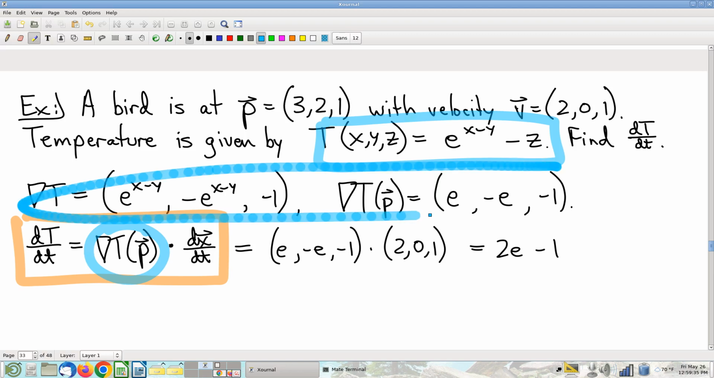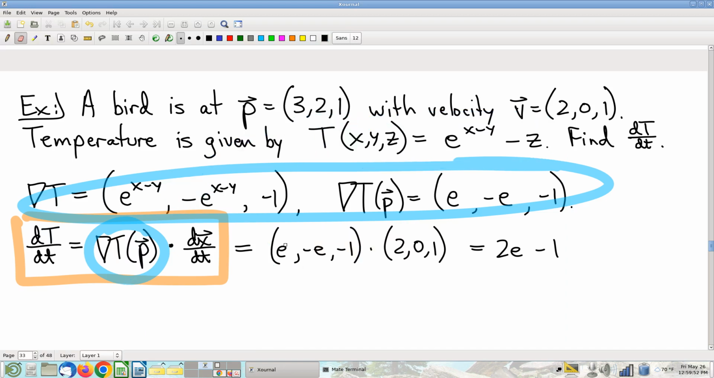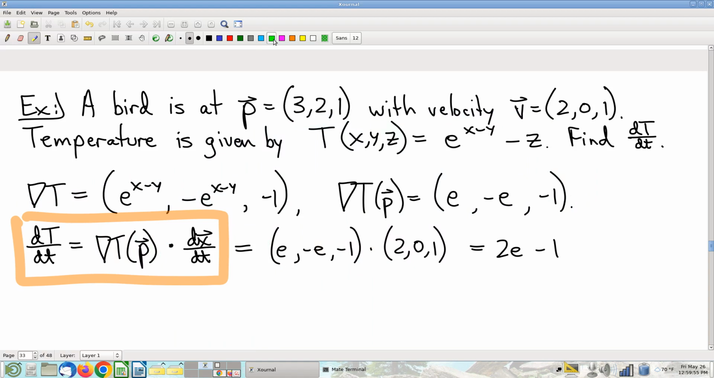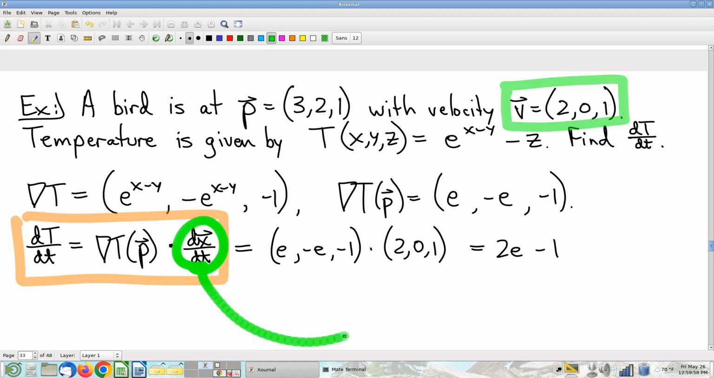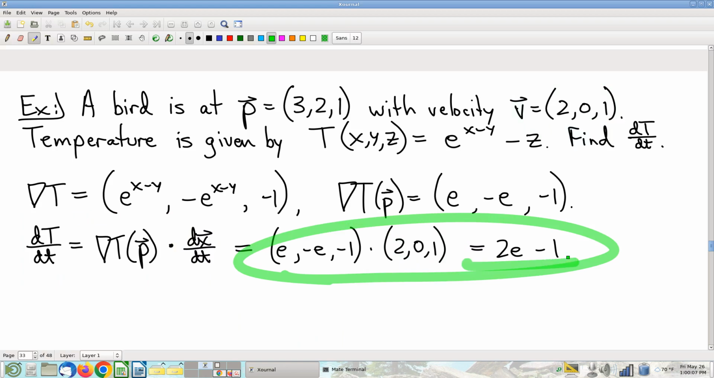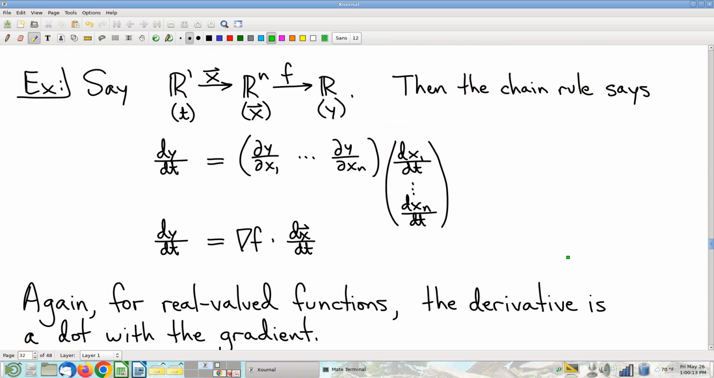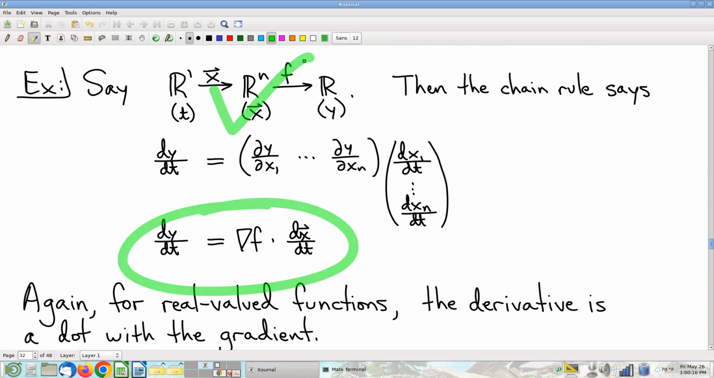Okay, and there's a little bit of calculations that go into that, but that gradient turns into this vector right here. The velocity of the bird is given. That goes there. And again, a little bit of arithmetic, and the dot product gives us that our final answer is that. So just immediate plug and chug example of using this formula for this circumstance.